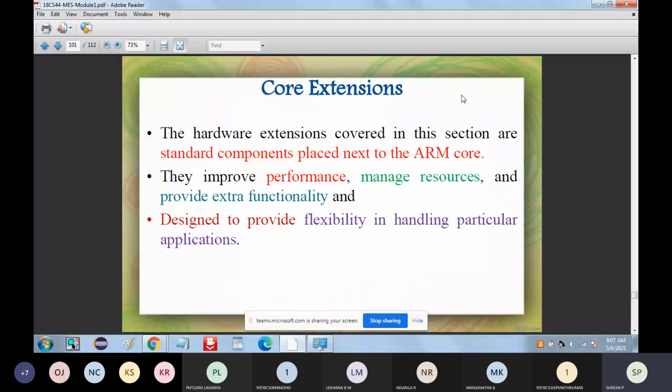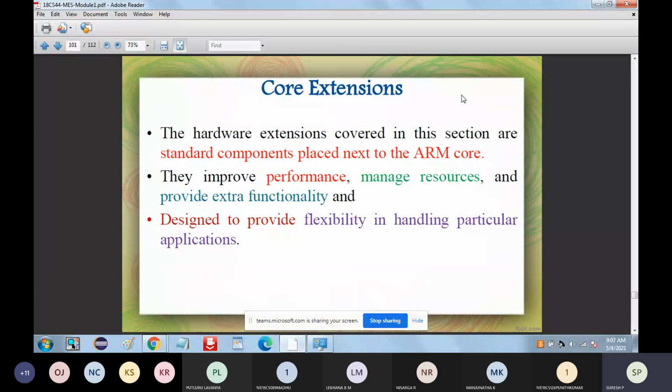That means some more processors can be added there, which will improve the performance. And if you add storage, then it is going to improve the storage. That is also one of the resources which you want your ARM to make use of. It is designed to provide flexibility in handling particular applications. That means depending upon the applications you are going to build, it will be flexible.